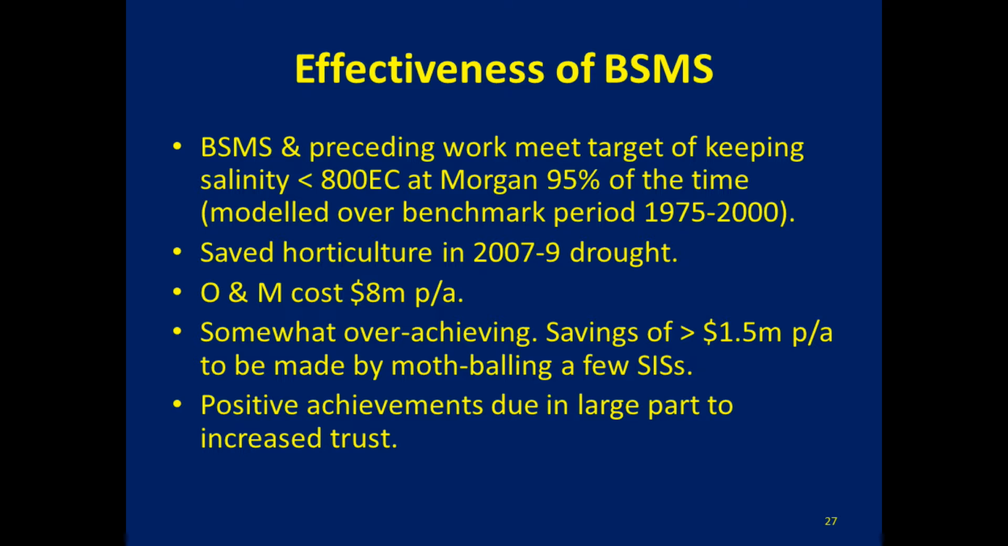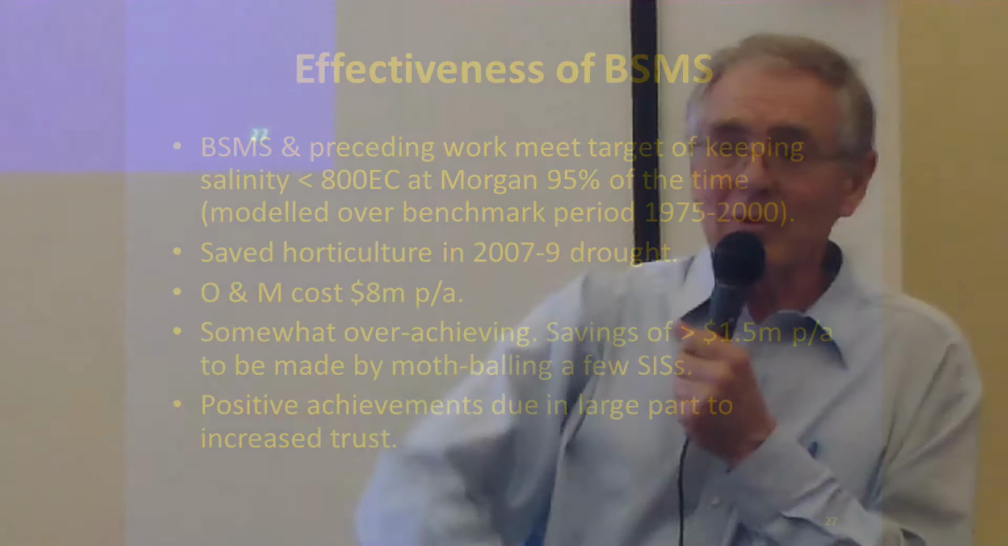Now, there's a review being taken of that, and it's been found to be somewhat overachieving. So they can reduce the cost by at least $1.5 million a year by eliminating the worst performing of the schemes. Two of them are in mothballs already, and four are just about there, and there'll be a few more. The one I showed you, Woolpunda, is tremendously effective. And it also took 25 years for it to get there because there's a huge amount of water to remove. You wouldn't want to turn that one off.